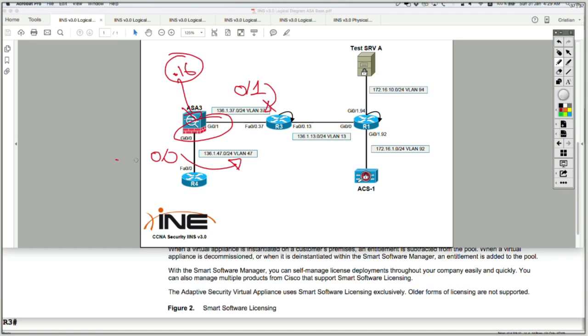So I'm going to have in here 136.1.47.16, and in here 136.1.37.16. So I'm going to run the ASA in routed mode, which means it needs to run routing, static as well as dynamic, in order to be able to route packets back and forth.